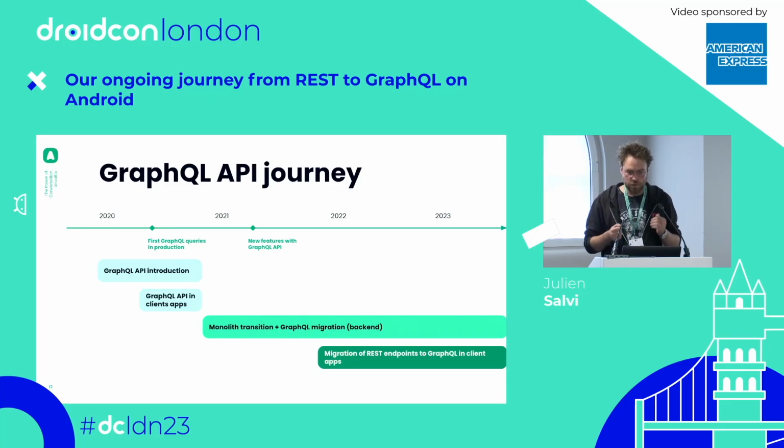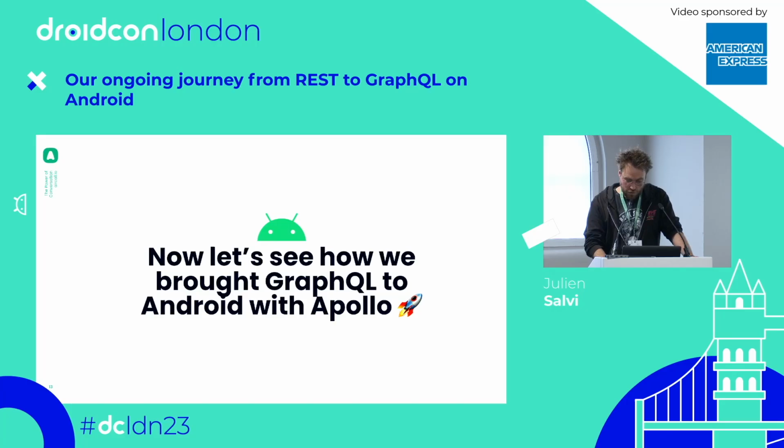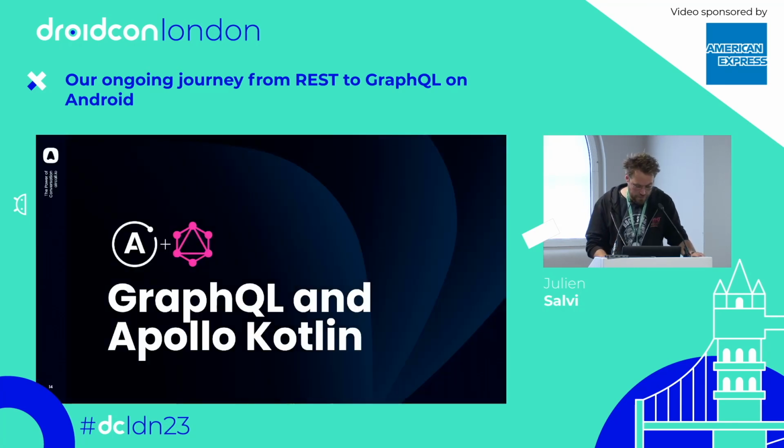So step by step, we are migrating endpoints along the road with the features, tech debt, and so on. It's still ongoing, but we learned a lot while migrating from our REST API to the GraphQL one. So now you have a bit of context. Let's see how you can implement the Apollo Kotlin SDK inside your application.